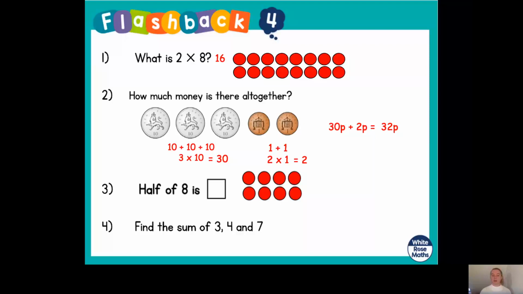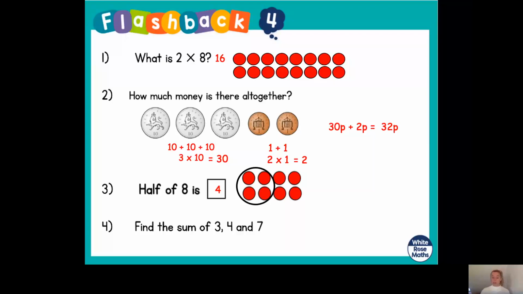Now number 3, half of 8. Now, if we half a number, that is the opposite of doubling it. So we need to look at our counters and split them into 2 groups, okay? So let me do that. There you go. So I've got one group in the circle and then the other group out of the circle. But there are the same amount in each group. How many are in my circle group? Yes, that's right. There are 4.